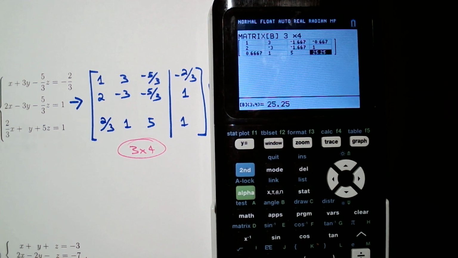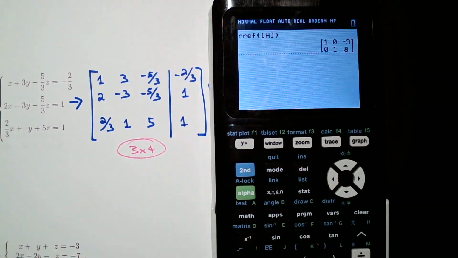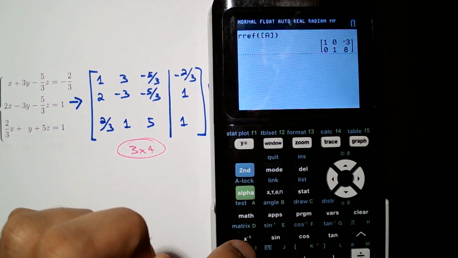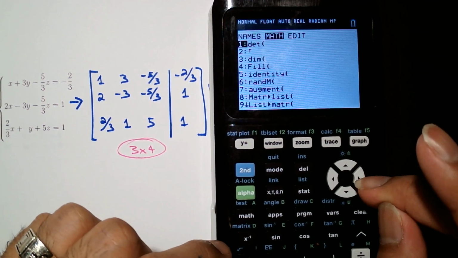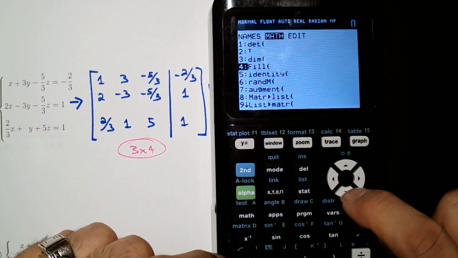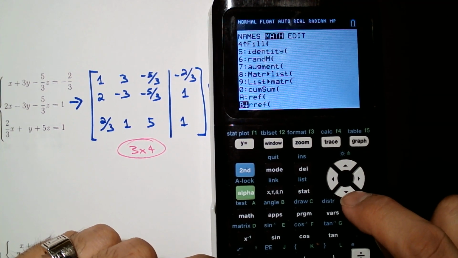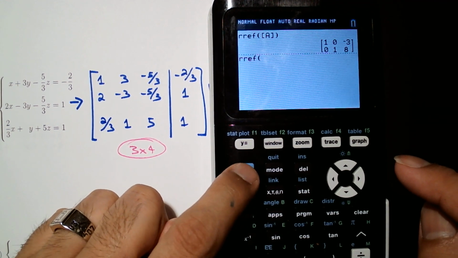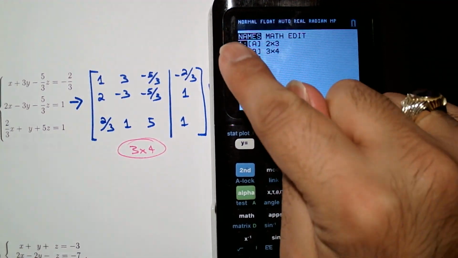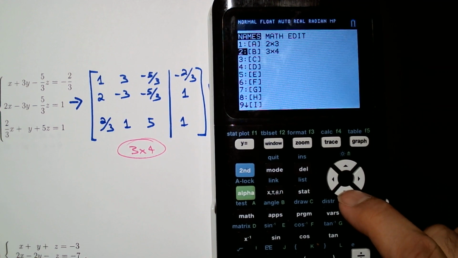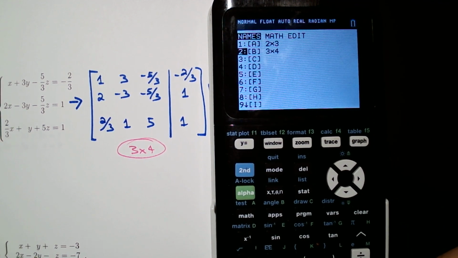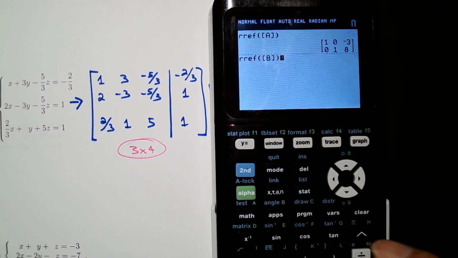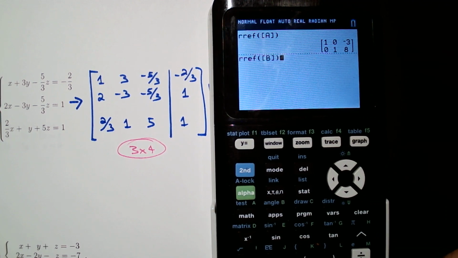1, 5, and 1. Alright, so I'm going to quit again. I'm going to do second matrix back again, and then I'm going to go to math, scroll down a few times until you reach the RREF. And then I'm going to go again to second matrix to choose under names. In this case, I'm going to choose the second matrix. I'm going to close parentheses and click enter.